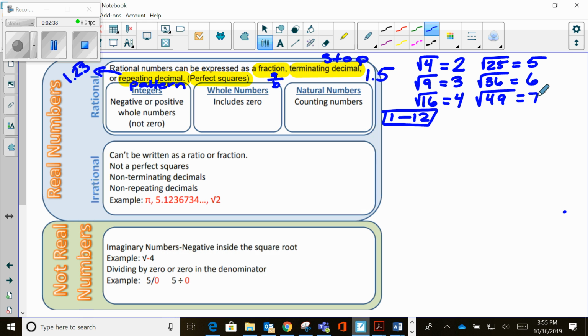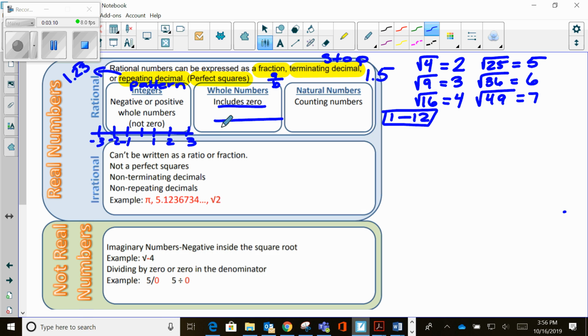Now, within rational numbers, we have numbers called integers. These are our negative and our positive whole numbers, not including 0. So we're talking about those numbers that you would normally place on a number line, our positive 1, 2, 3, 4, 5, and our negative 1, 2, 3, and their opposites. When we're talking about whole numbers, we're talking about our positive whole numbers, including 0.